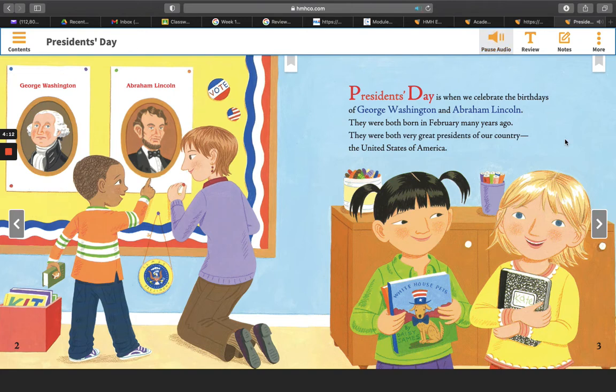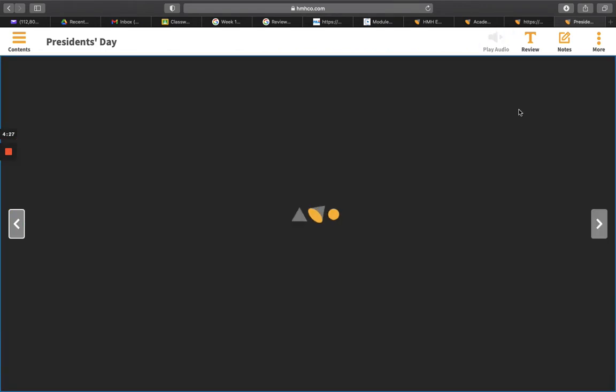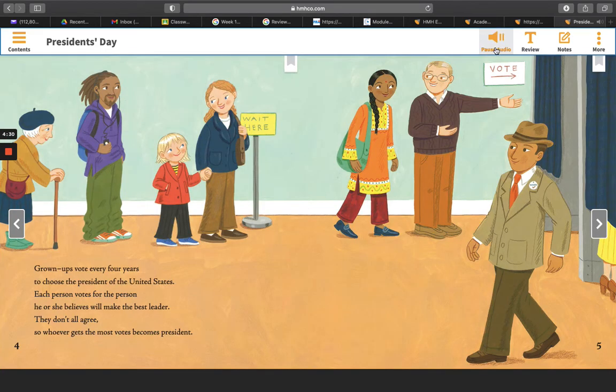President's Day is when we celebrate the birthdays of George Washington and Abraham Lincoln. They were both born in February many years ago. They were both very great presidents of our country, the United States of America. Grown-ups vote every 4 years to choose the President of the United States. Each person votes for the person he or she believes will make the best leader. They don't all agree, so whoever gets the most votes becomes president.